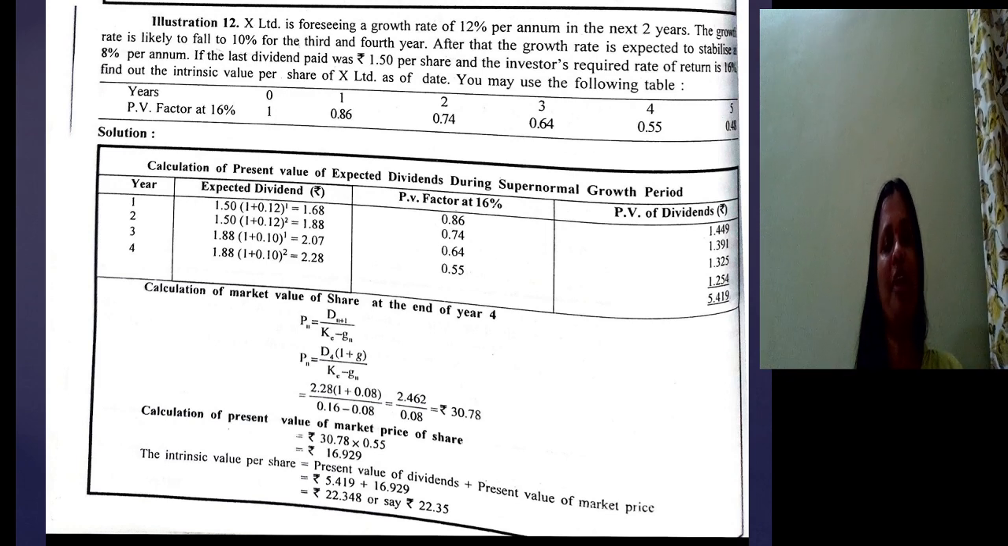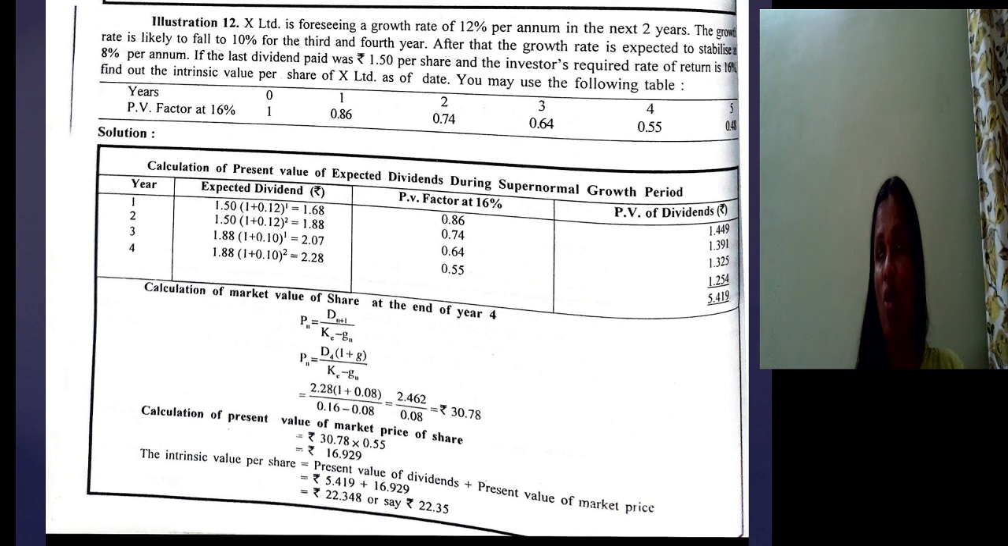You may use the following table. Here present value factor at 16% is given. Now we have to calculate present value of expected dividend, during different growth rates, means during supernormal growth rate. Actually we have not solved any problems under supernormal growth while calculating cost of equity. You know that while calculating cost of equity in the second chapter, we studied 3 models. One is dividend model, the next one is dividend plus growth model when growth remains constant, and the next one is earning per share model.